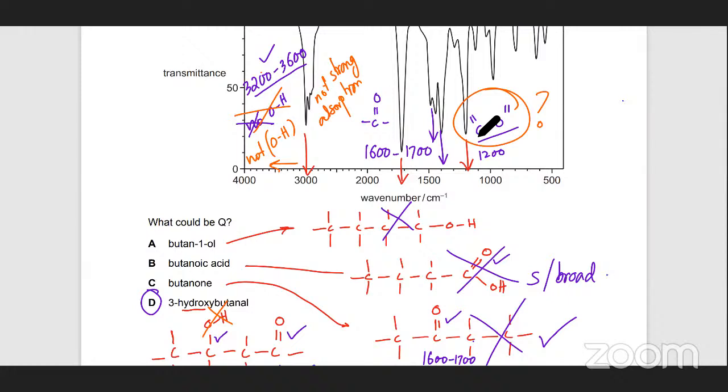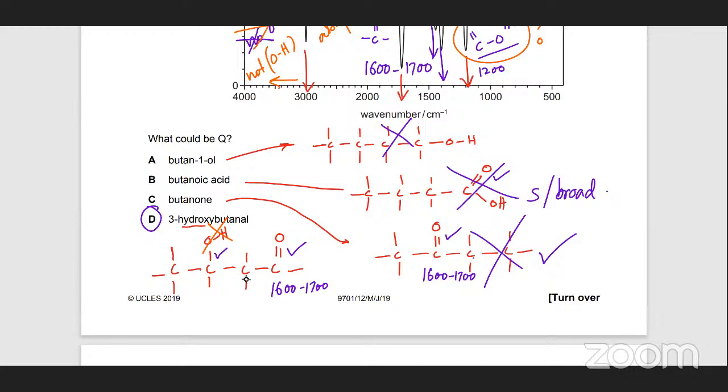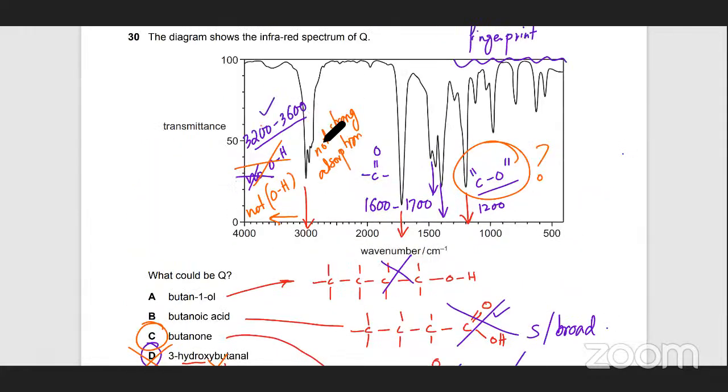Sir, and how is it 3-hydroxy? What is 3-hydroxy? Our answer is supposed to be butanone. Right, that should have been C. But we went with the wrong one, right? I had a doubt on the OH peak. So basically, OH is the turning point, but this thing is still causing confusion.